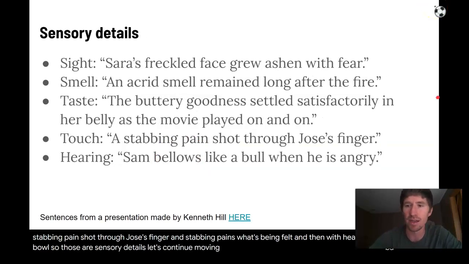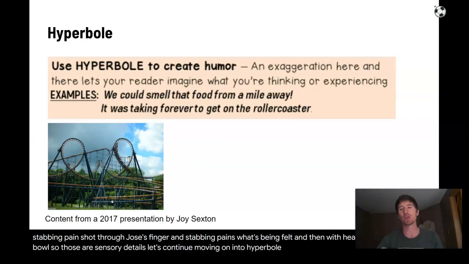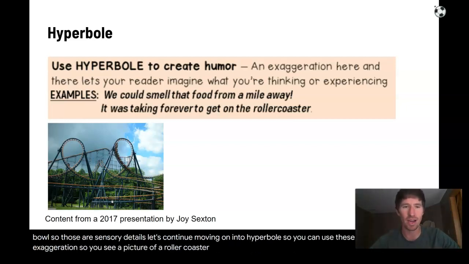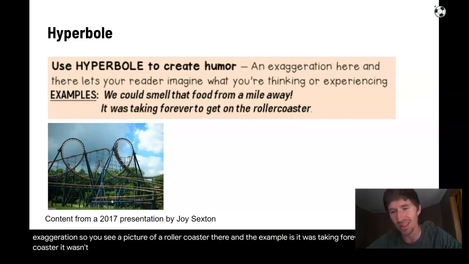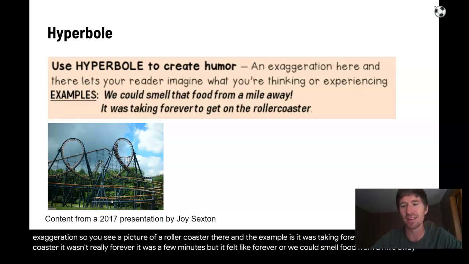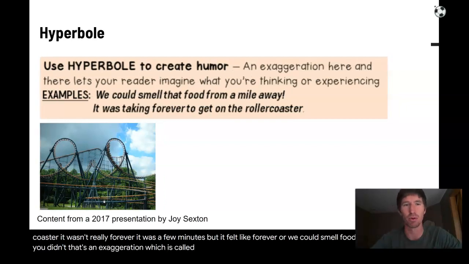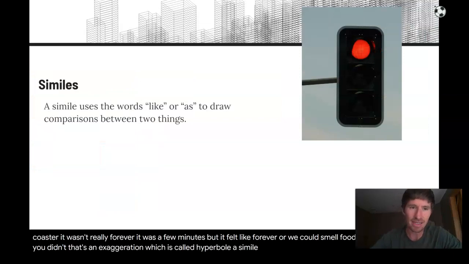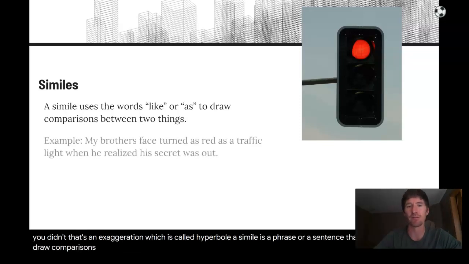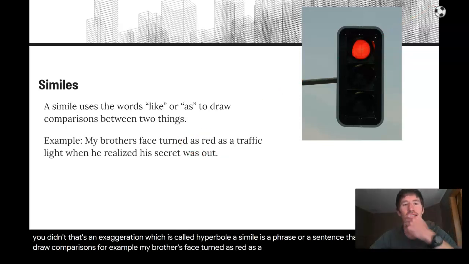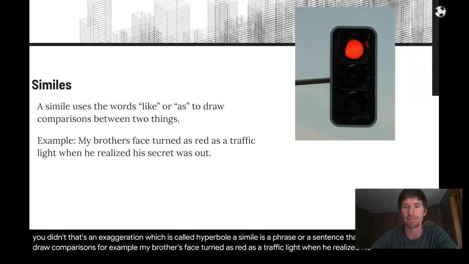Let's continue moving on into hyperbole. So you can use these to create humor. It's exaggeration. So you see a picture of a roller coaster there, and the example is it was taking forever to get on the roller coaster. It wasn't really forever. It was a few minutes, but it felt like forever. Or we could smell food from a mile away. No, you didn't. That's an exaggeration, which is called hyperbole. A simile is a phrase or a sentence that uses like or as to draw comparisons. For example, my brother's face turned as red as a traffic light when he realized his secret was out.